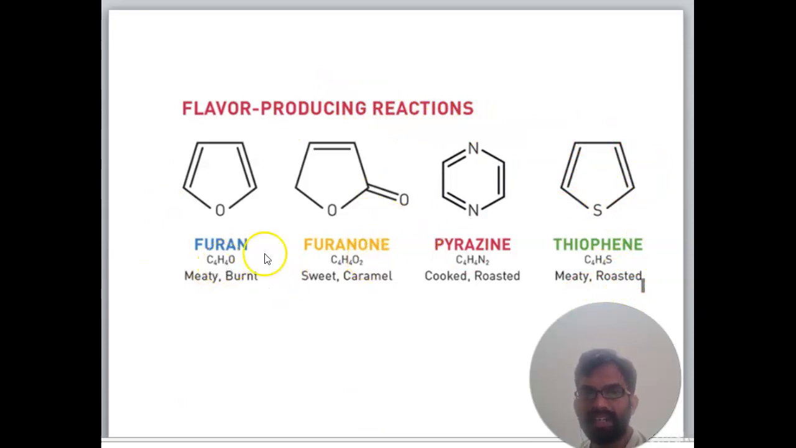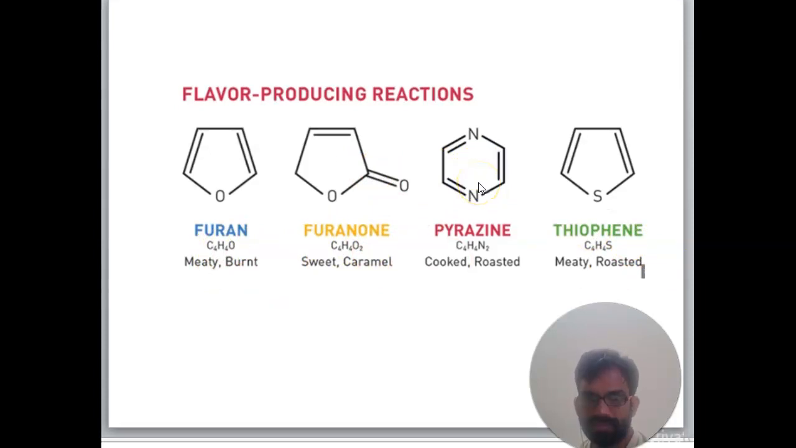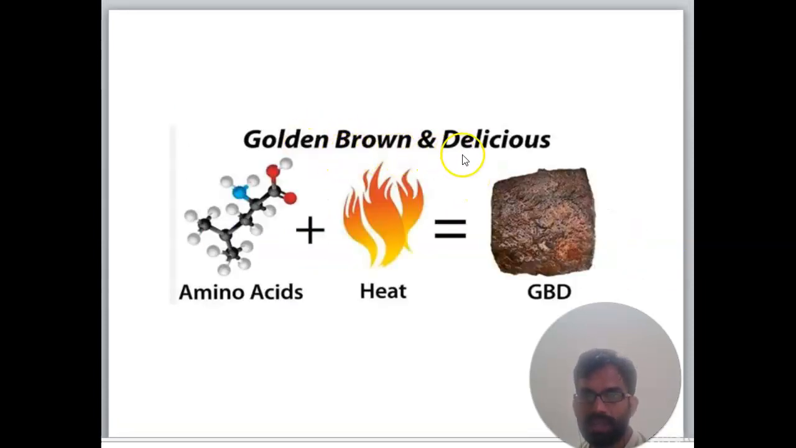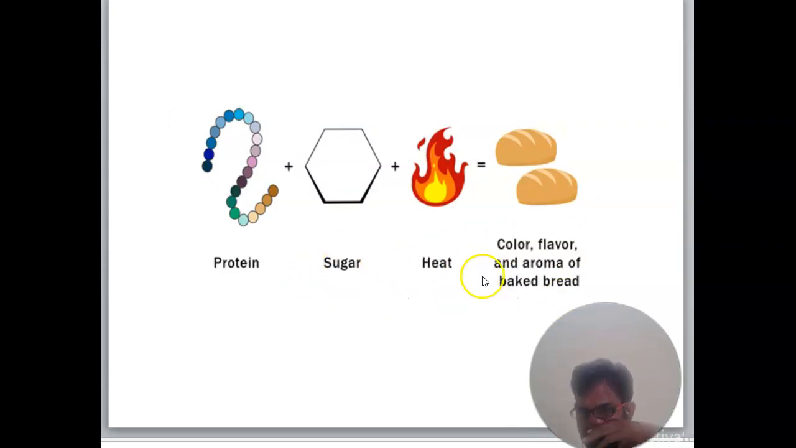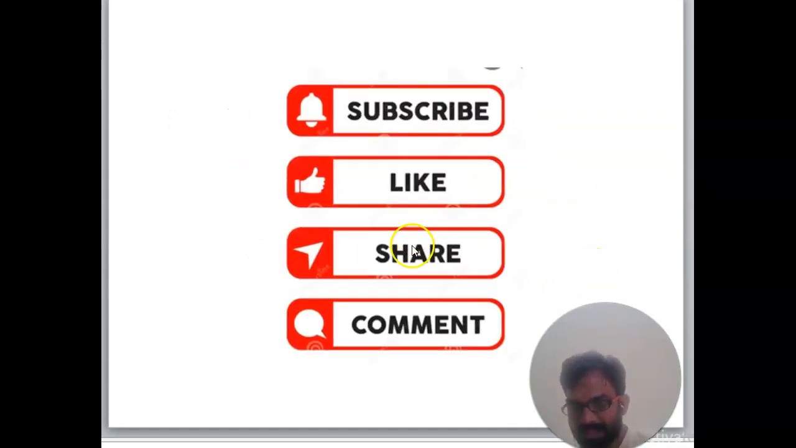You can see here furan and thiophene in meat and burns. Then you can see golden brown and delicious. Amino acids overheated form the golden brown delicious color. You can see protein and sugar, heat, color, aroma. This is the mechanism.